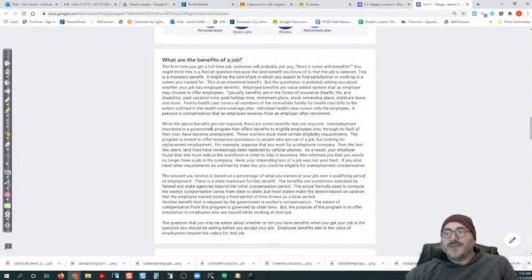While the above benefits are not required, there are some benefits that are required. For instance, employment insurance is a government program that offers benefits to eligible employees who, through no fault of their own, have become unemployed. These workers must meet certain eligibility requirements. The program is meant to offer temporary assistance to people who are out of a job but looking for replacement employment. For example, suppose that you work for a telephone company.